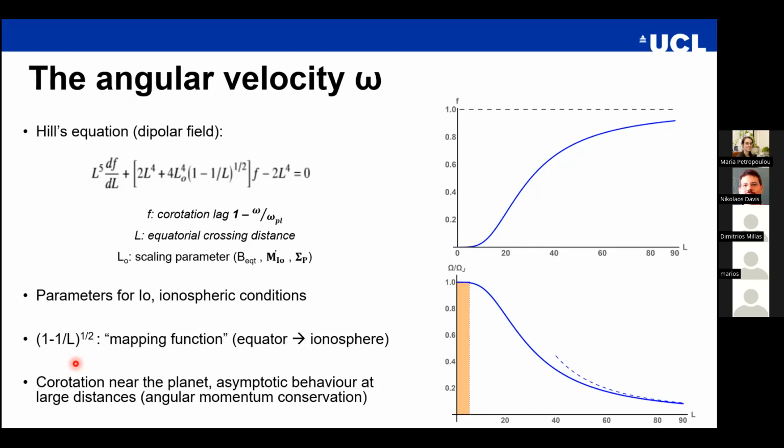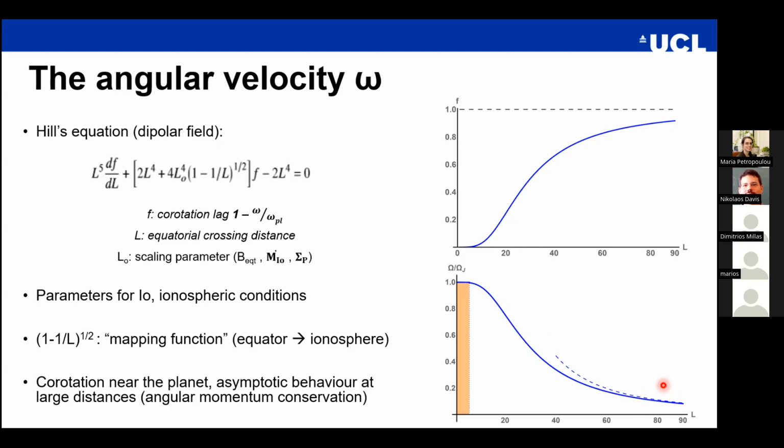Now, before I explain the plots, intuitively, if you're close to Jupiter, you expect the planet to impose the rotation on the plasma because you're very close to the ionosphere, and magnetic fields and currents are really strong. And as you go farther away, you expect this to decay slowly. And this is exactly what this theoretical model is showing. Up to 6 Jovian radii approximately, the angular velocity of the plasma is more or less equal to Jupiter's, but if you go to larger distances, it follows an asymptotic form that respects the conservation of angular momentum.